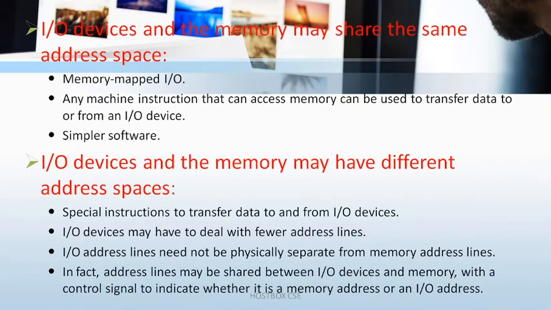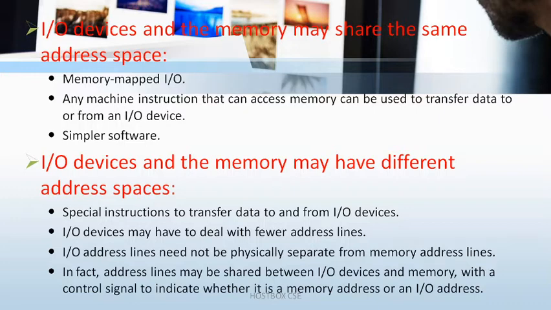Then, I/O devices and the memory may share the same address space. There are two situations here. One: I/O devices and memory may share the same address space. Another: I/O devices and memory may have different address spaces. The first one, sharing the same address space, is the concept called memory mapped I/O, and any machine instruction that can access memory can be used to transfer data to or from an input device. Or you can say simpler software.